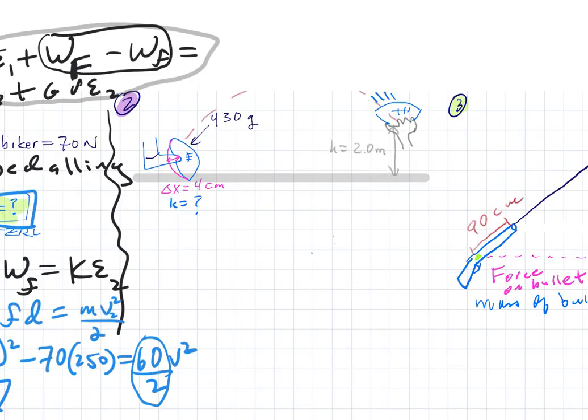Number 2, we got a football. The guy's going to kick the football. Football is like a really rigid spring. So the guy's foot is going to dent the football in like that. And the amount that it dents is 4 centimeters, which is 0.04 meters, which you would need to convert to 0.04 meters.